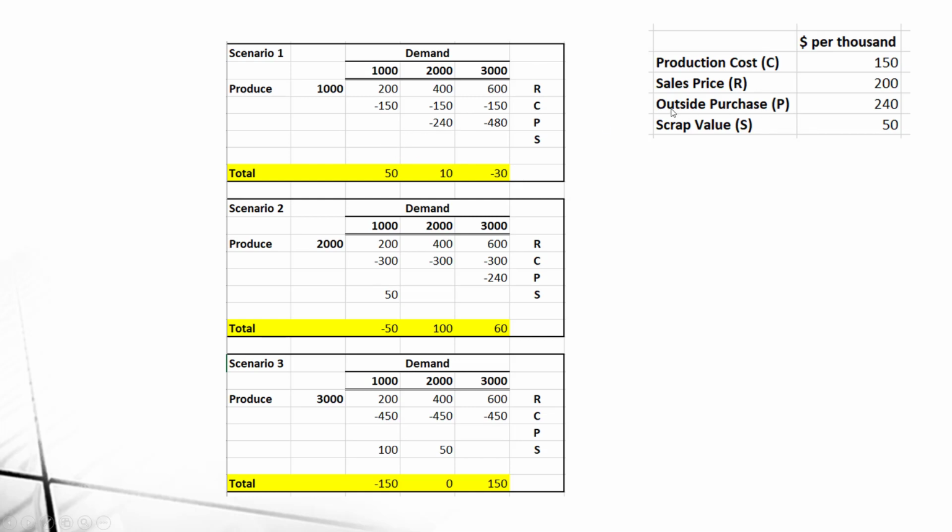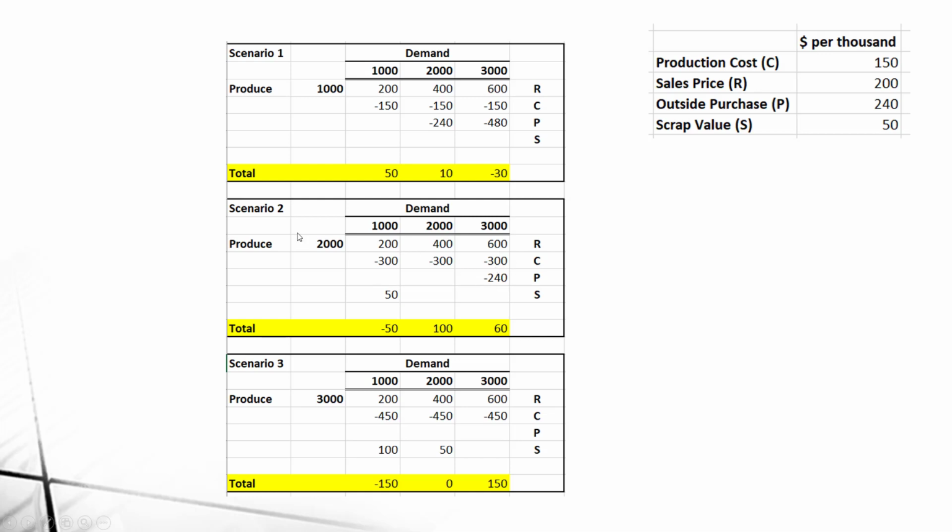And then next here, the outside purchase. So if we produced 1,000 and they really wanted 2,000, then we're going to have to go outside somewhere, maybe to a competitor, and actually purchase these items so we can meet their demand. And then, of course, at 3,000, if we only produced 1,000, then we would have to do 2 times this outside purchase. And so from here, you can see this bottom row, depending on what we actually produced, based on their demand, would be our payoffs. And each one of these scenarios goes through that.